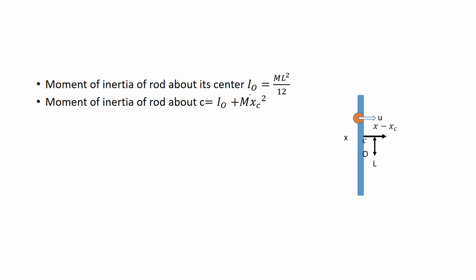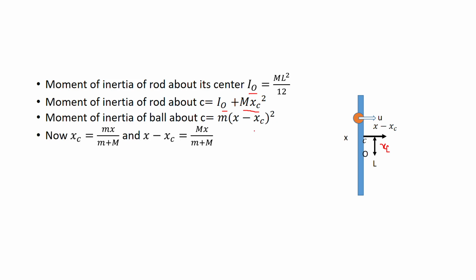Now coming to the point, we have to find Ic. First we will calculate I0, that is the moment of inertia of the rod about its center, and this equals Ml square by 12. So the moment of inertia of the rod about point C will be I0, that is Ml square by 12, plus mass into xc square. Xc is the position of the center of mass with respect to O. Similarly, the moment of inertia of the ball about point C will be the mass of the ball into this distance square, (x minus xc) square.